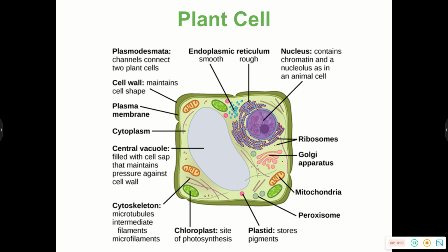You have the Golgi apparatus, the mitochondria, okay, the plasmodesmata, which connect to other cells. That's what you're looking at here, kind of these pores that are in there. The plasmodesmata is what connects plant cells to each other. All right.